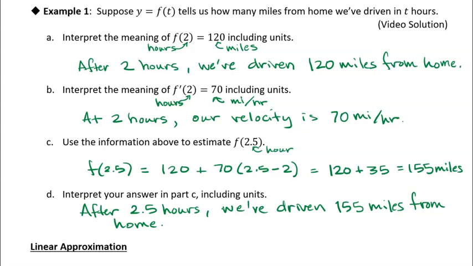The point with this is that we're using the derivative to project forward to approximate values beyond what we know. We know our position after 2 hours, and we know our velocity after 2 hours, and we're using the derivative to estimate where we'll be at a different time. We could also use it to estimate where we were in the past. This is called linear approximation, and that's what we're going to talk about today.